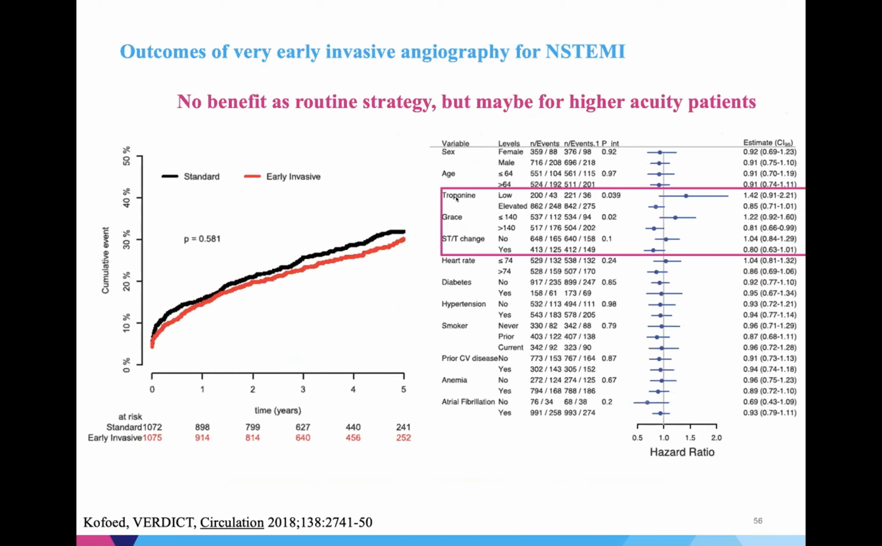As a general strategy, the evidence doesn't suggest that we routinely need to bring every NSTEMI patient to the cath lab very early for angiography. But when you look at subgroups of patients with NSTEMI, there are selected features that stand out as tending to favor an earlier invasive strategy.